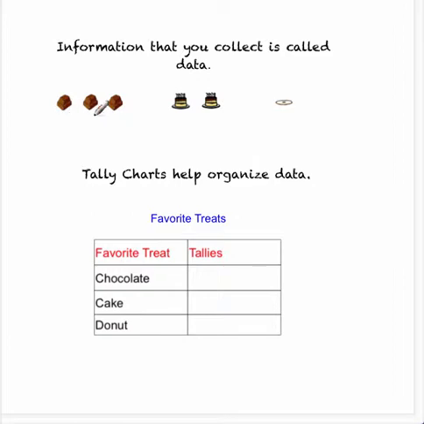Since I have 3 bars of chocolate, I'm going to make 3 tally marks in the chocolate row. 1, 2, and 3. For cakes, I need to put tally marks here in the row that goes with cake, and I had 2, so I'm going to make 2 tally marks. For donut, as you can see, there is only 1, so I'm going to put in 1 tally mark for donut.